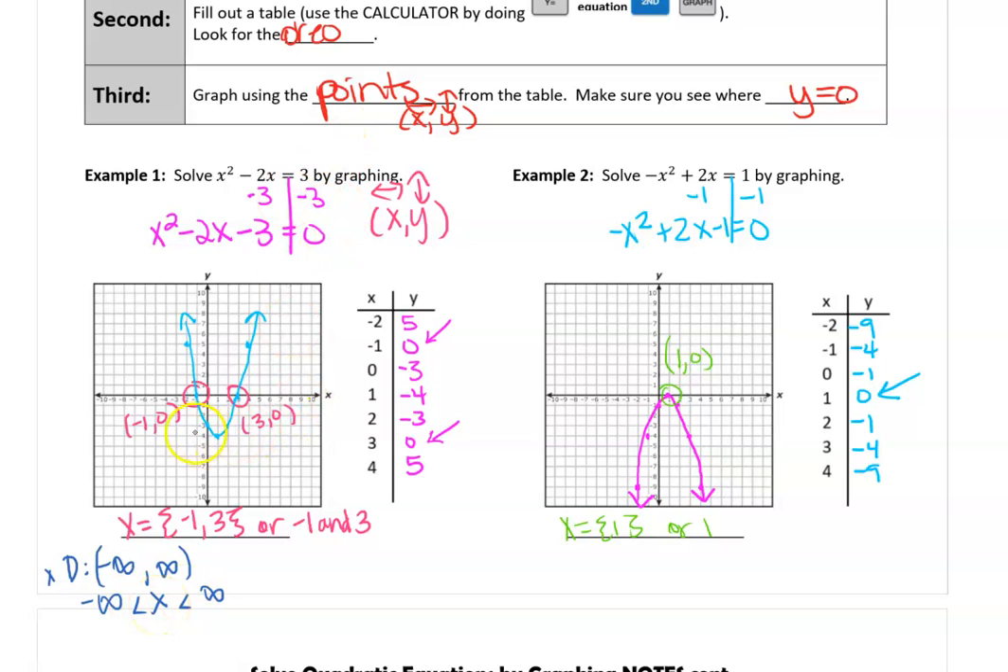Range. So on this one, it has a lowest point. If you look at this, your vertex is the lowest point at 4. So that means it's going to go from 4 to infinity, bracket, because it includes the 4. And it also means that y is always going to be greater than or equal to 4.